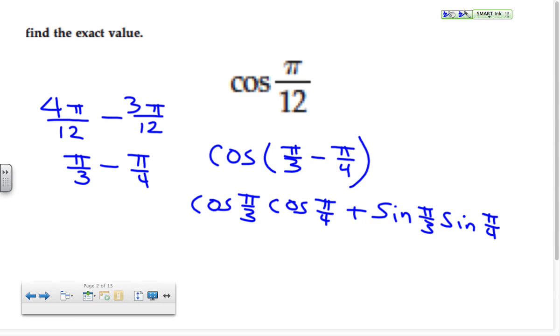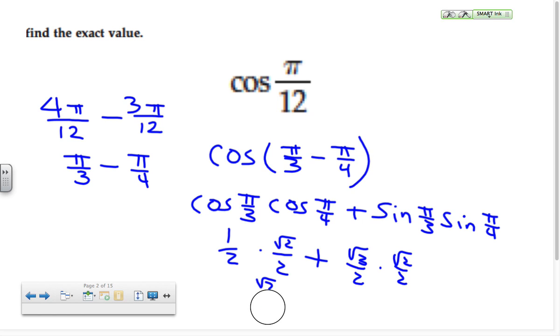Now I know, based on my triangles, and I'm not going to rewrite the triangles, that cosine of pi over 3 is 1/2. Cosine of pi over 4 is root 2 over 2. Sine of pi over 3 is root 3 over 2. And sine of pi over 4 is root 2 over 2. Basically that reduces to, if I multiply, root 2 over 4 plus root 6 over 4, and that equals root 2 plus root 6 over 4. That's the answer, so I don't go any further.